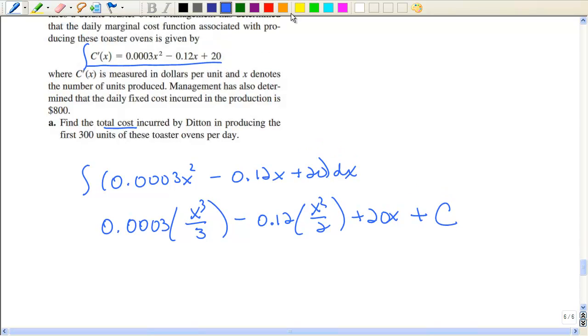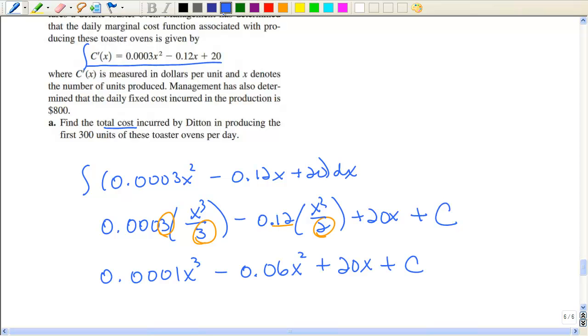Okay, so I'm going to just reduce this and that. All right, so part A says find the... oh wait, let's go back. Management has also determined that the daily fixed cost is $800. And I want to find the total cost in producing the first 300 units.